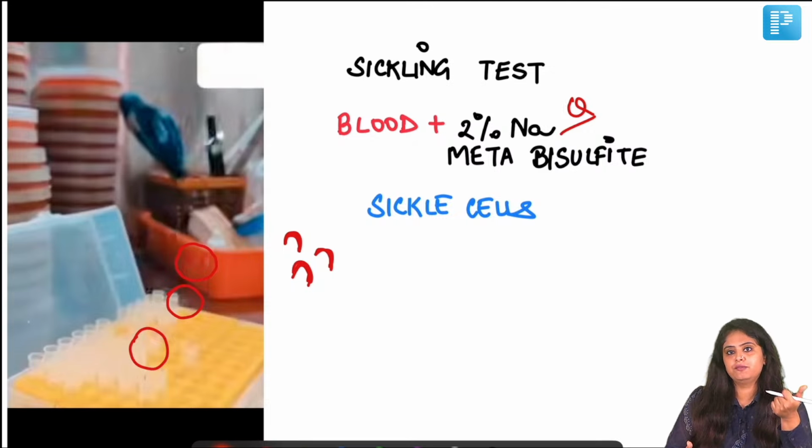So sickling test, obviously for sickle cell anemia. What is the chemical added? Sodium metabisulfite. What was that paraffin wax? Why were they adding wax? Because do we know that sickle cells will only show when I remove all the oxygen or hypoxia will be created.